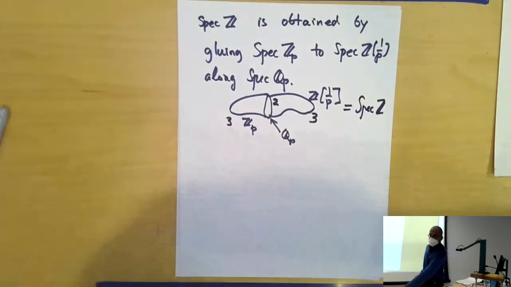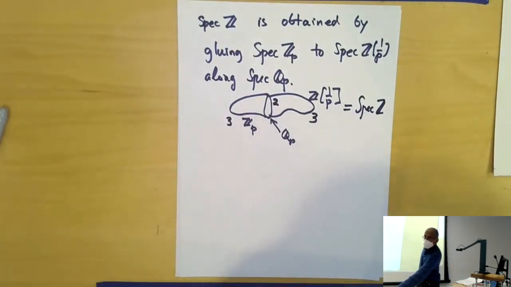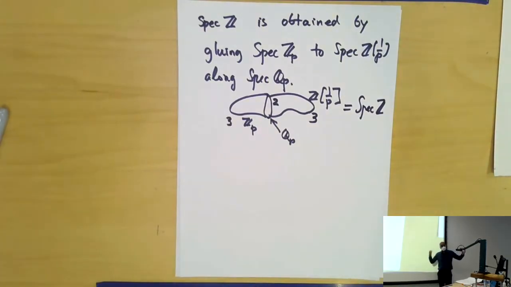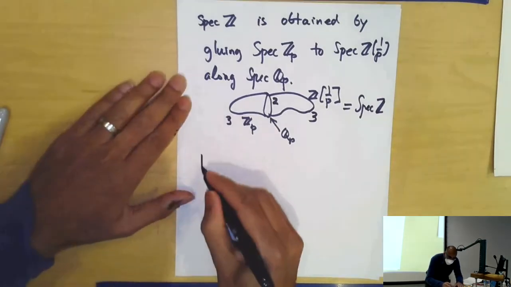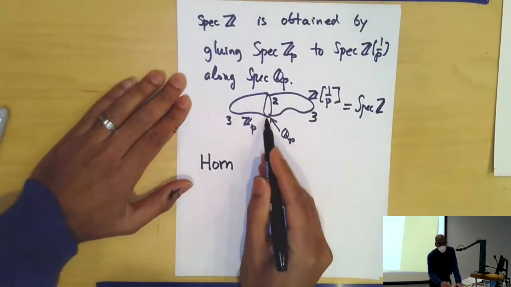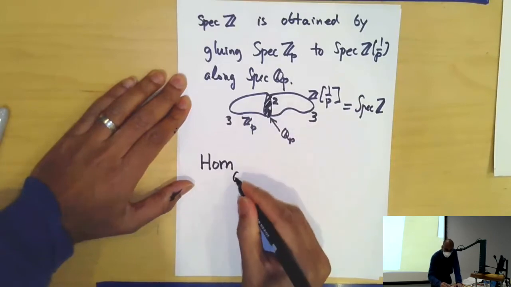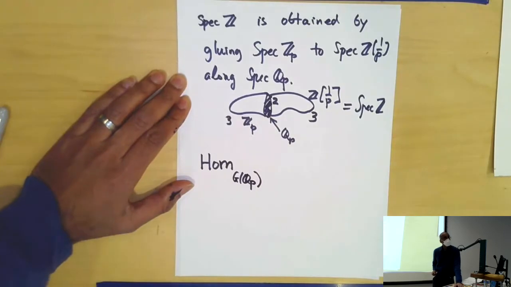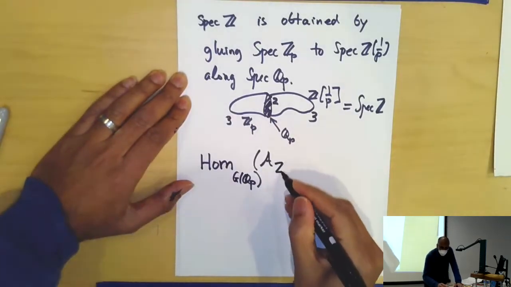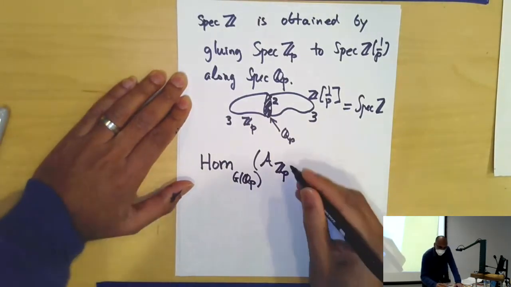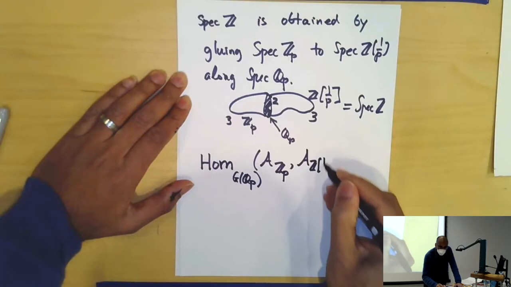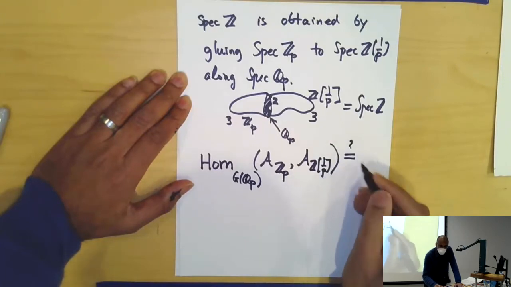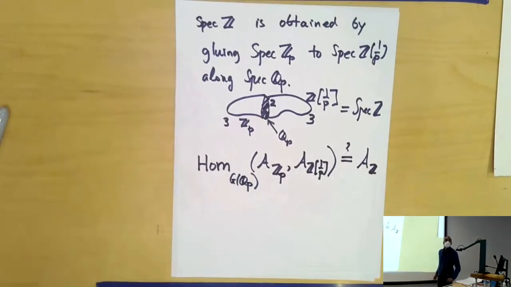All right, so the way it's meant to work is that the homomorphisms from the left side to the right side are meant to recover the whole space. So Hom in the category of G(Q_p) representations, from whatever it is that I assigned to Z_p, and we didn't actually assign anything yet, to A_{Z[1/p]}, is meant to recover A_Z, the automorphic forms for Z. Okay, that's what we would like to happen. That's one instance in number theory which can reasonably be said to resemble that picture.